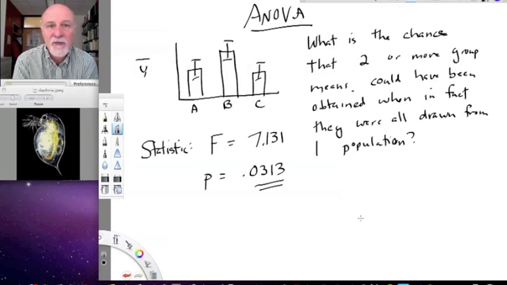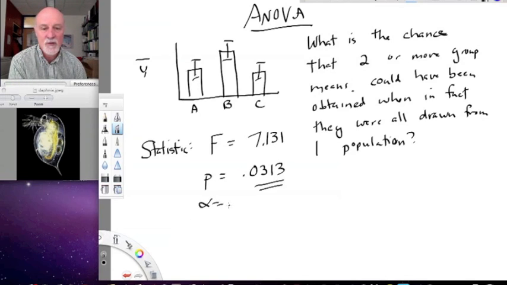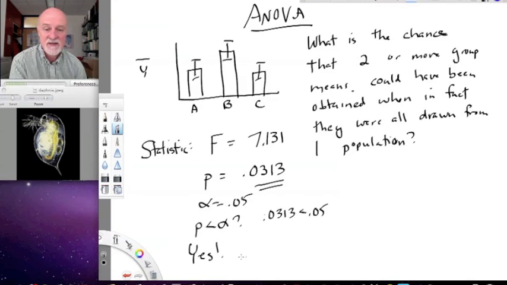So I'm asking you right now, is that p-value statistically significant or not? What do you think? Yes, it is, right? Because we would generally let alpha equal 0.05, and we're going to compare p to that. Is p less than alpha? Yes, it is. 0.0313 is less than 0.05. And so we say, yes, this is statistically significant variation among means.